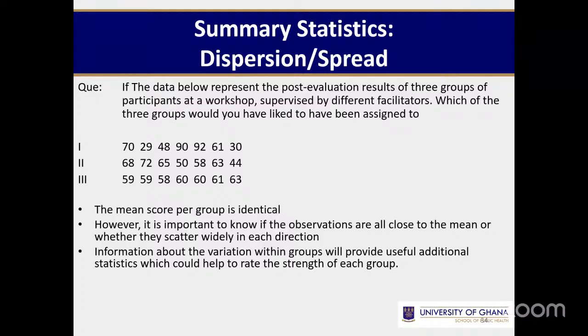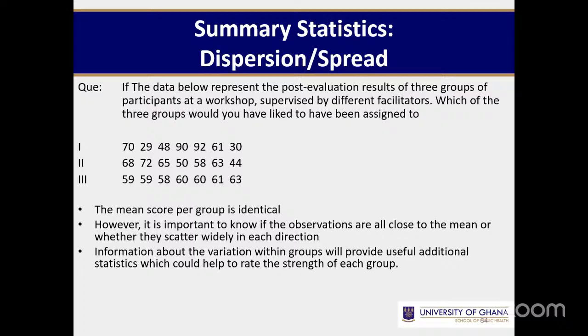The first one is 60. And the second is 60. The third one is also 60. Good. So when you calculate all the means, all of them do have the same mean.